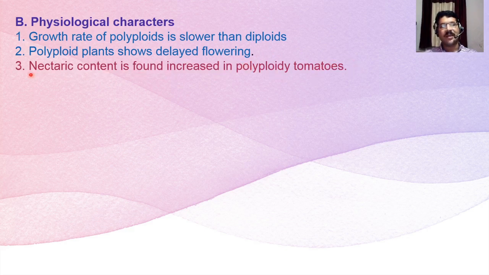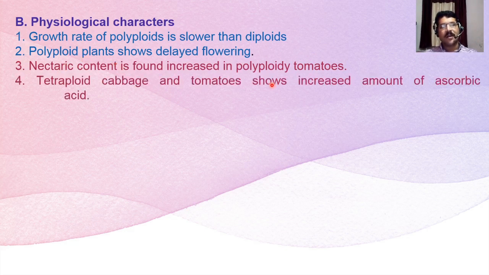If you see, a flower contains nectar, and this nectar is very rich in polyploid plants, that is polyploid tomatoes, as compared to diploid tomatoes. So nectar content means different types of nutritious components which are present in nectar, they are found more in polyploids. Then tetraploid cabbage, this is another example, and tetraploid tomatoes, they show increased amount of ascorbic acid.